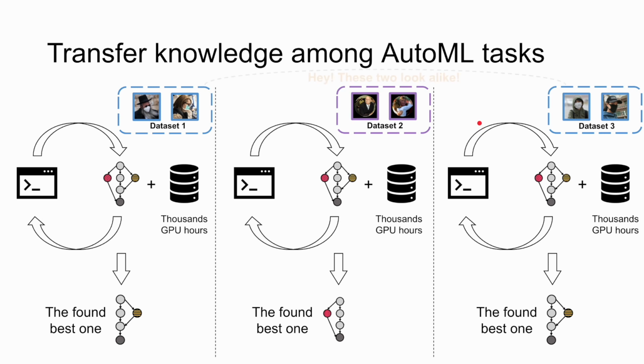As you might notice, dataset 1 and dataset 3 in this figure look alike, as they both contain faces with masks. Intuitively, the optimal configuration for these datasets should also be similar. If we can smartly identify those similarities, we'd be able to save the expense of searching from scratch for dataset 3. We note the constraints and challenges here.